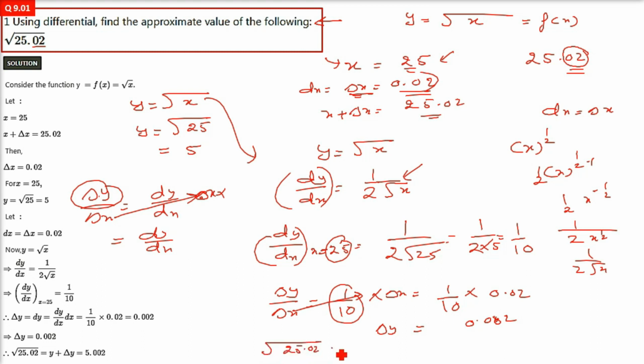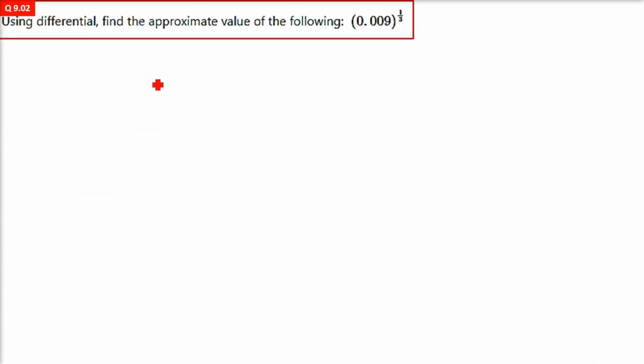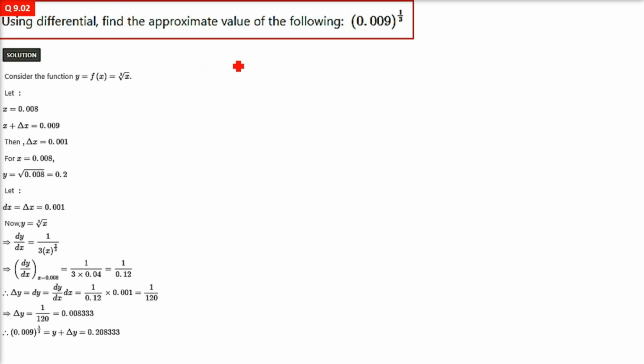So under root 25.02 is nothing but y plus delta y. Y plus delta y is what? Delta y is 0.002, and y we already computed at x equals 25. It is 5. So 5 plus 0.002 is 5.002. That is your y plus delta y for x plus delta x, which is 25.02 when you use the root function. We are going to skip those which are similar, but this is a different kind of question.